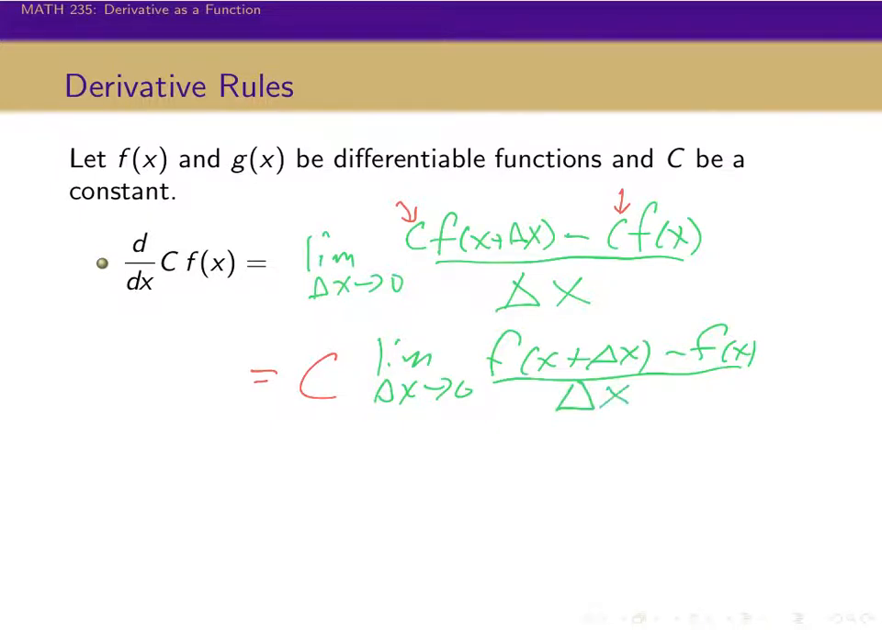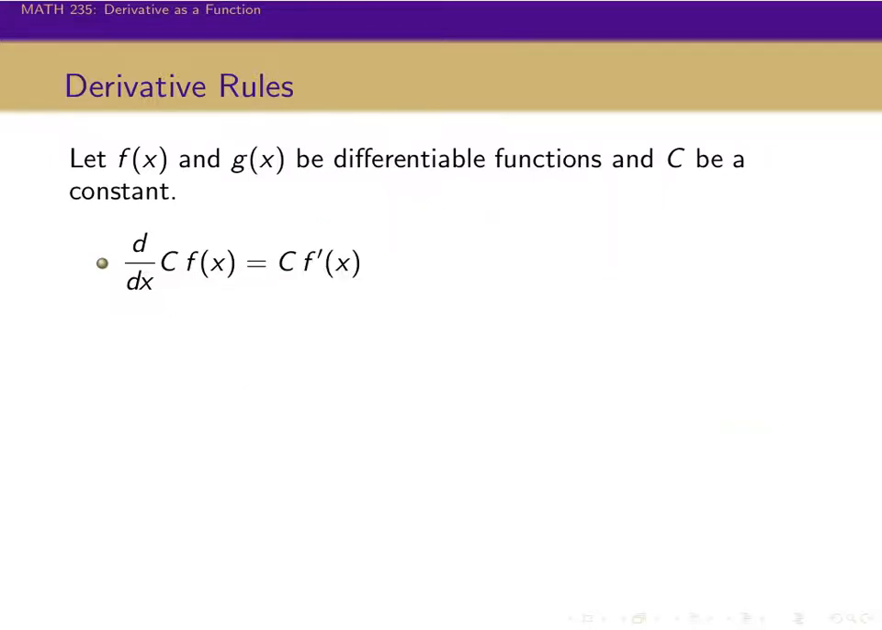All over delta x. And so now this is just the constant, and we have back f prime of x. So taking the derivative of c times f of x is just going to give us back c times the derivative of f. And so that's what it is. So anytime that you have a constant being multiplied to your function inside the derivative, you can just pull that constant out. So pull out.